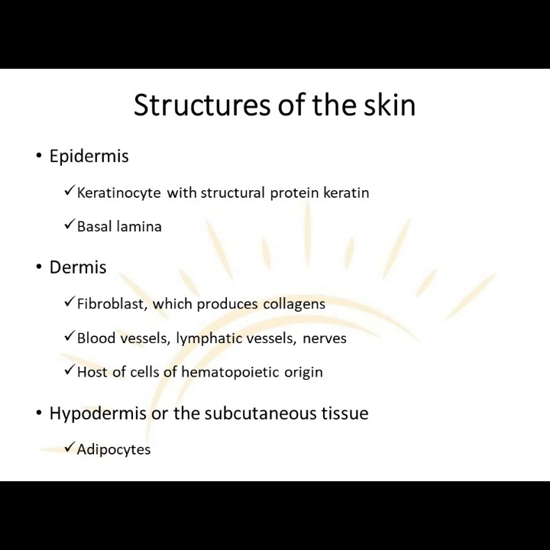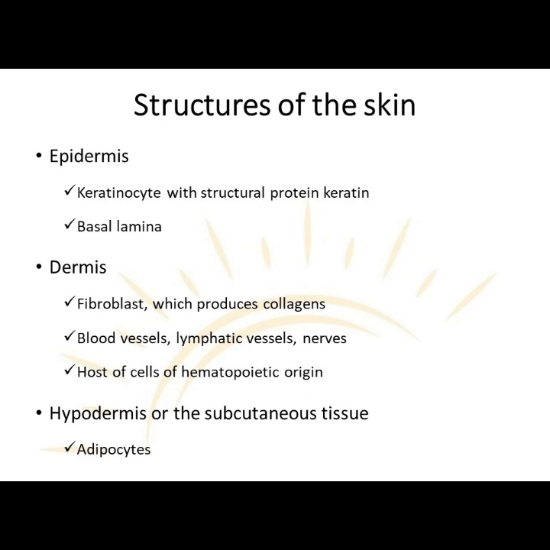The dermis provides structural support to the skin. It contains fibroblasts, which are the main producers of collagen and other extracellular matrix proteins that give strength and elasticity. In addition, the dermis houses blood vessels, lymphatic vessels, and nerves, all of which are critical for nutrition, immune surveillance, and sensation. We also find a variety of hematopoietic-derived cells here, such as mast cells, macrophages, and dendritic cells, that contribute to defense and inflammation.